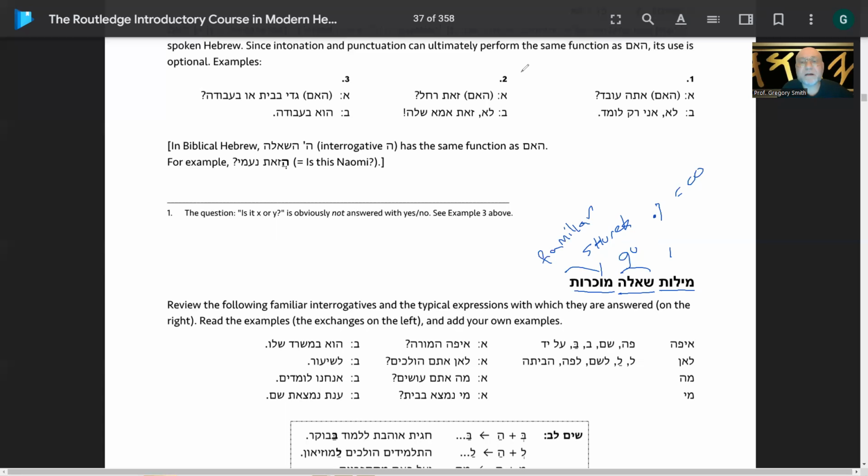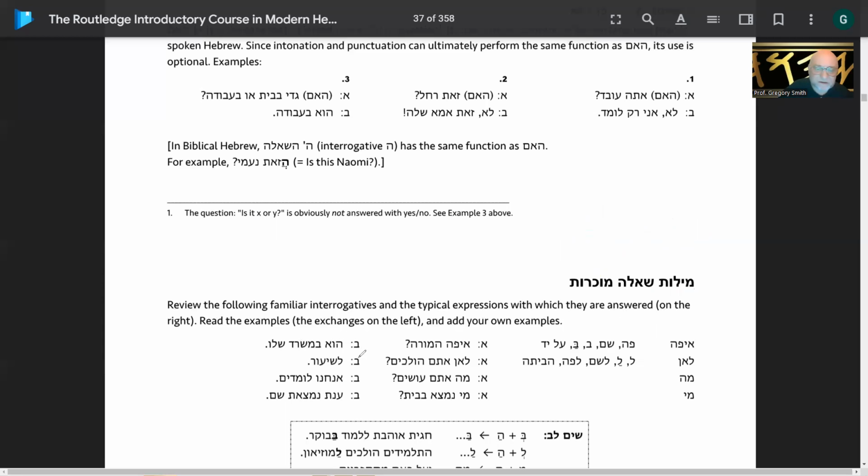Let me see if I can clear some of this out. Okay, so this is familiar. And here she'ela is question. And milot are like words. Okay, milot. So words, question, familiar. Sometimes, remember, in Hebrew, things are kind of backwards. Okay, so review the following familiar interrogatives and the typical expressions with which they are answered on the right.